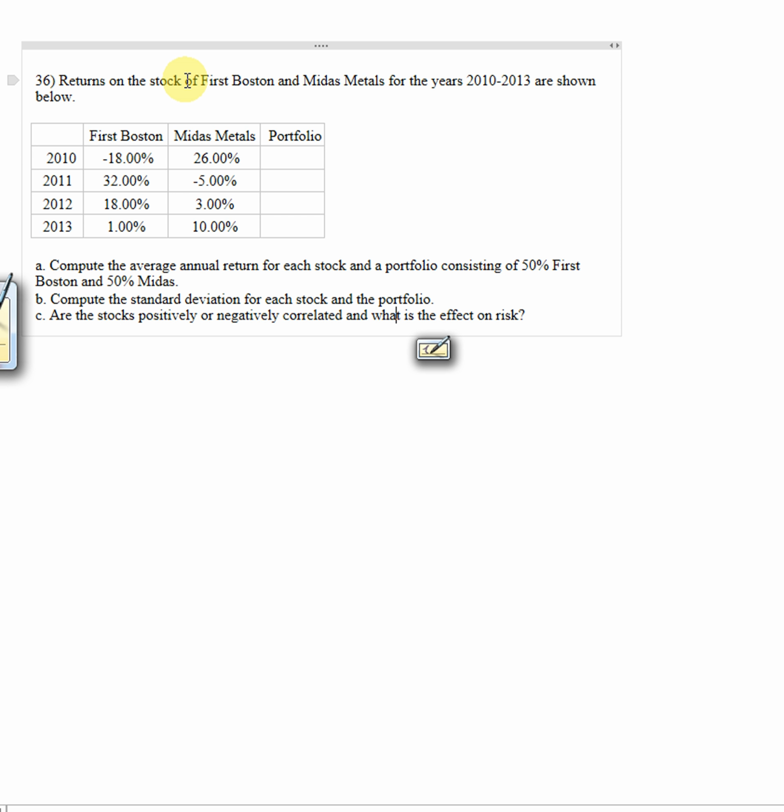So returns on the stock of First Boston and Midas metals for the years are shown below. So we have First Boston for 4 years and Midas metals and portfolio return that we need to calculate here. Right, so first question is compute the average annual return for each stock and a portfolio consisting of 50% first stock and 50% Midas stock. Right, so let's start with computing the average returns for each of these. So let's start with Midas.